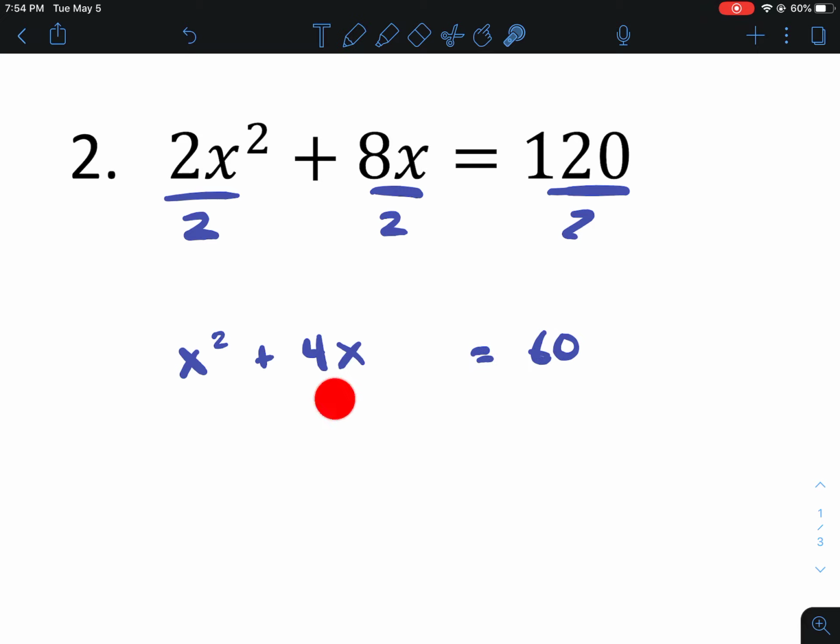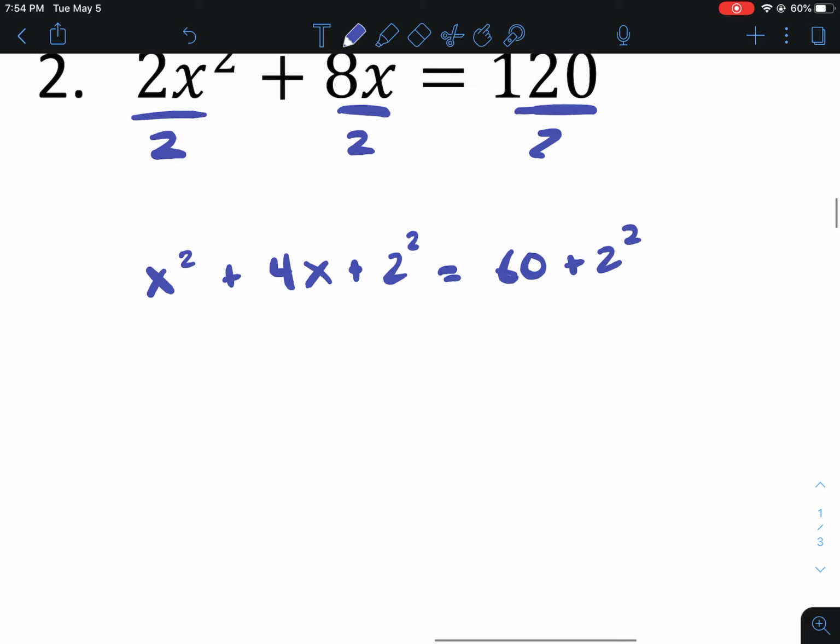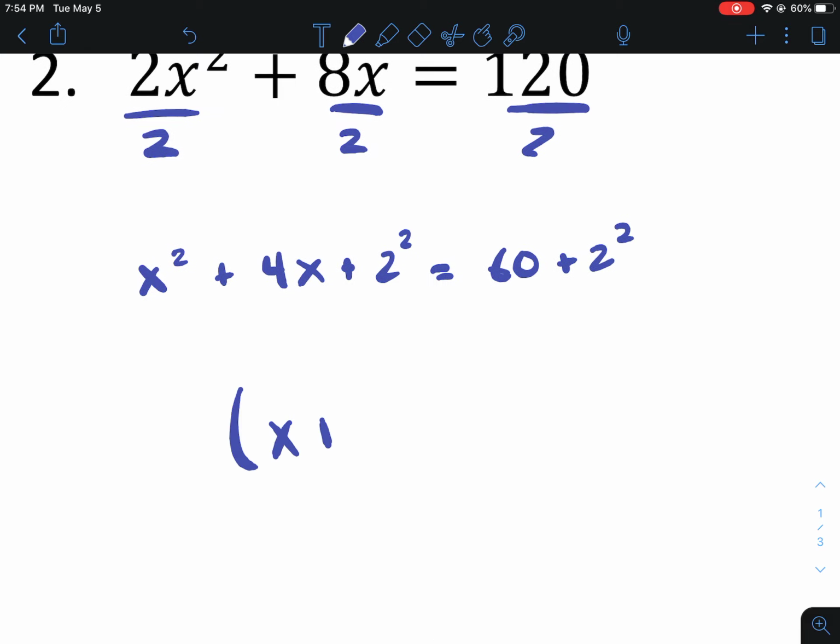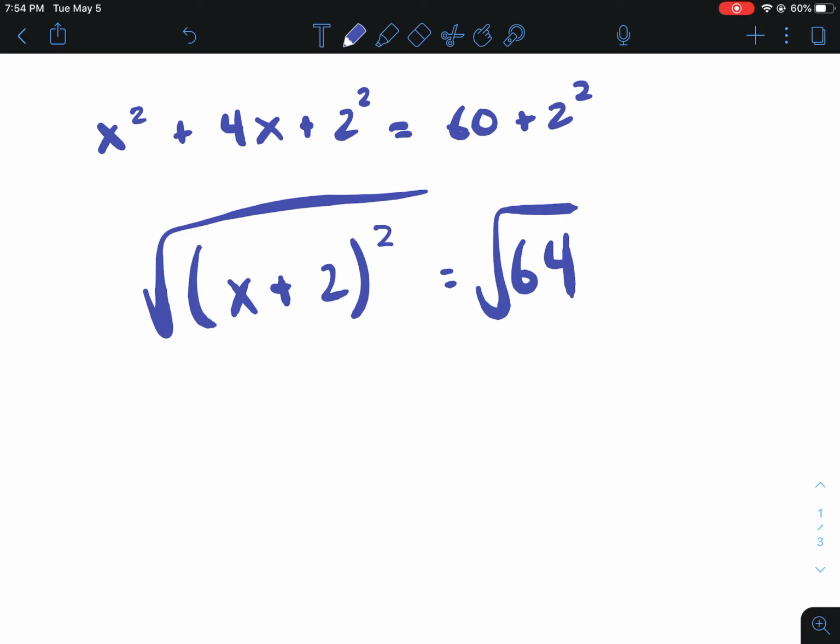So a squared plus 2ab plus b squared. So half of 4 is 2. So we're going to add 2 squared to both sides, right? So this factors to x plus 2 squared, a plus b squared, equals 64. This is a perfect square. So we get x plus 2 equal to plus or minus 8.